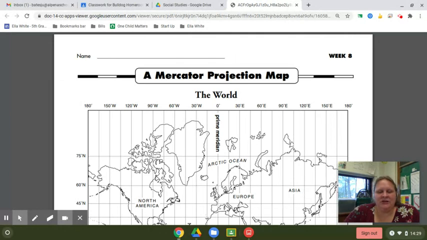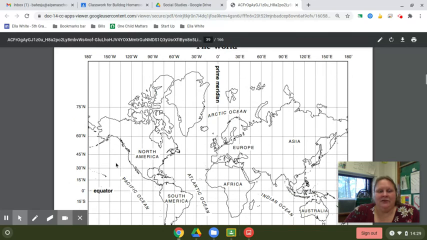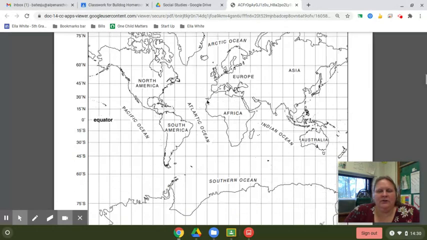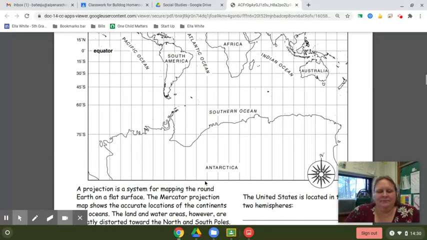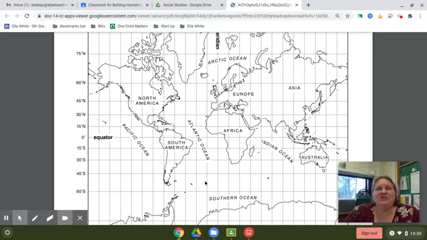On the Mercator projection map, the parallels, which are your lines of latitude, and your meridians, lines of longitude, appear as straight lines. This method proved to be accurate for showing direction. But the land and water areas are greatly distorted towards the north and south poles. In other words, the areas near the north and south poles look much larger than they actually are on Earth.